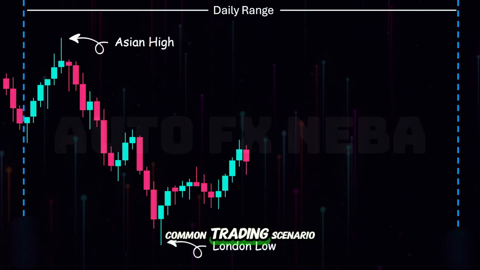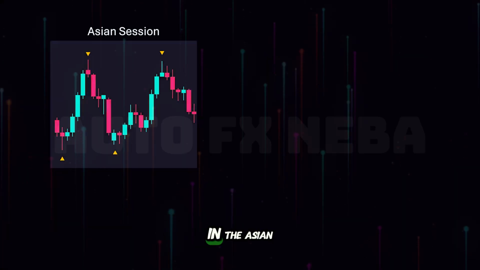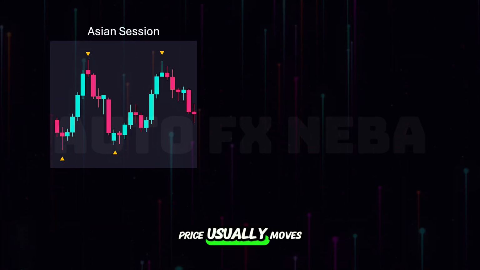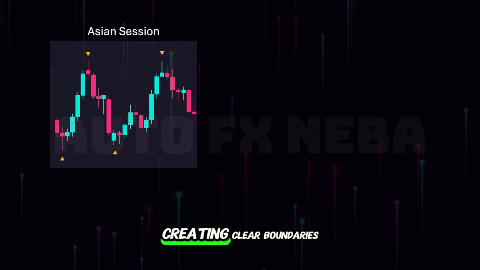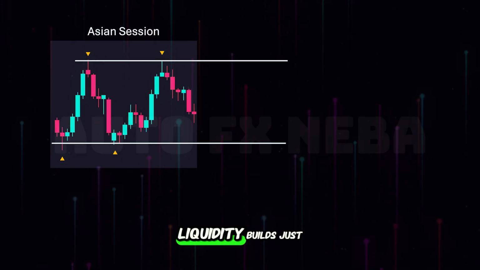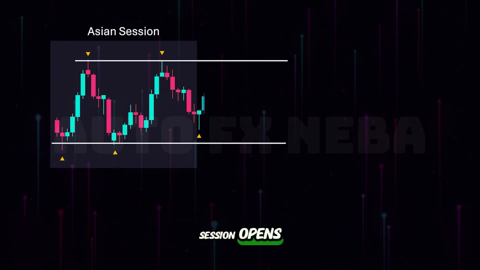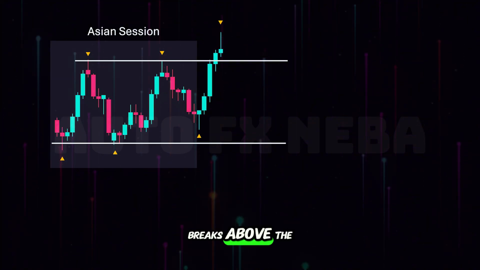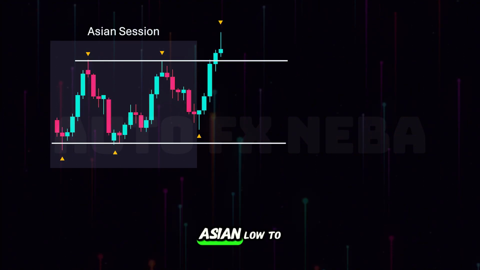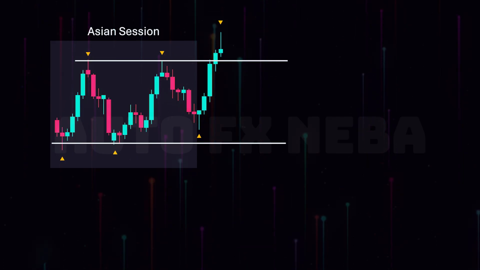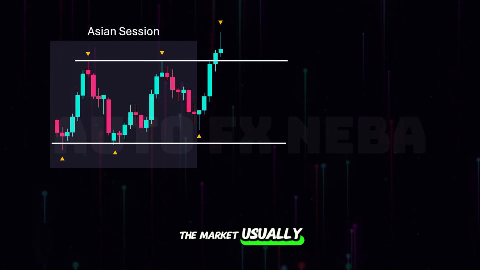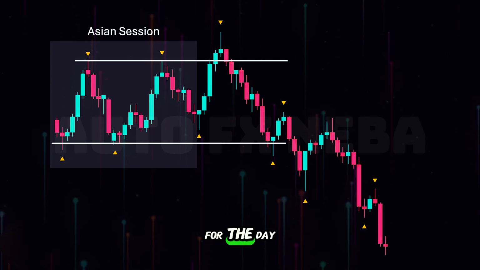Here is a common trading scenario. In the Asian session, price usually moves in a small range, creating clear boundaries. Liquidity builds just above and below those levels. When the London session opens, the price often breaks above the Asian high or below the Asian low to grab that liquidity. After the sweep, the market usually reverses and makes its bigger move for the day.